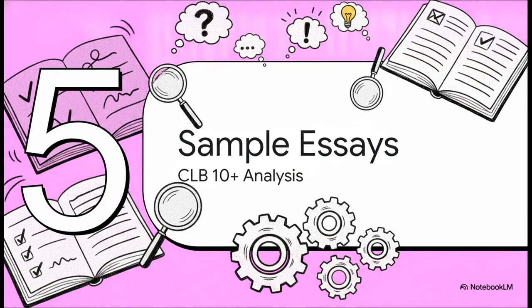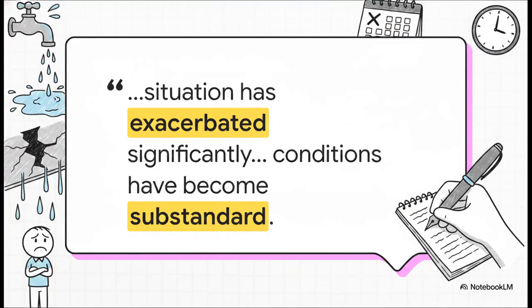Section 5. Analyzing perfect sample essays. Let's actually dissect some real CLB 10+ samples to see these tools in action. Listen to this golden sentence from a complaint about a leaky apartment ceiling. "Specifically, the situation has exacerbated significantly. As a direct consequence of this inordinate delay, our living conditions have become increasingly substandard." Wow! Just listen how authoritative yet perfectly polite that sounds.